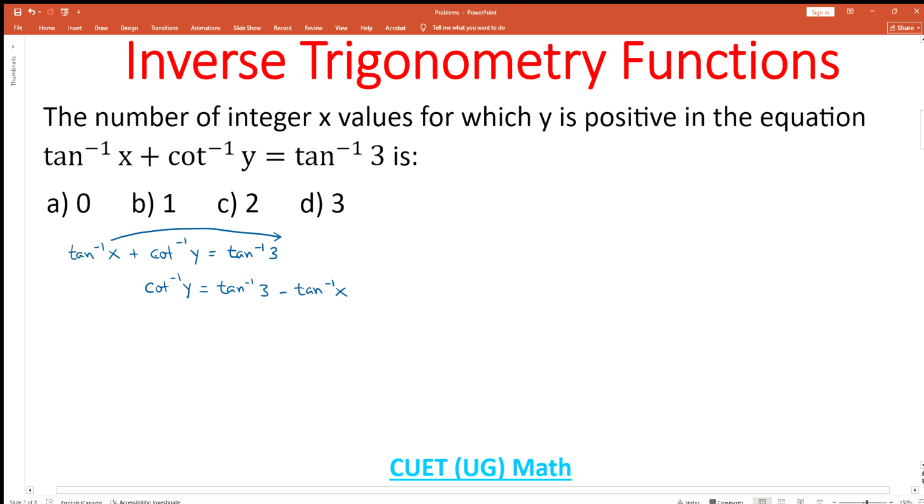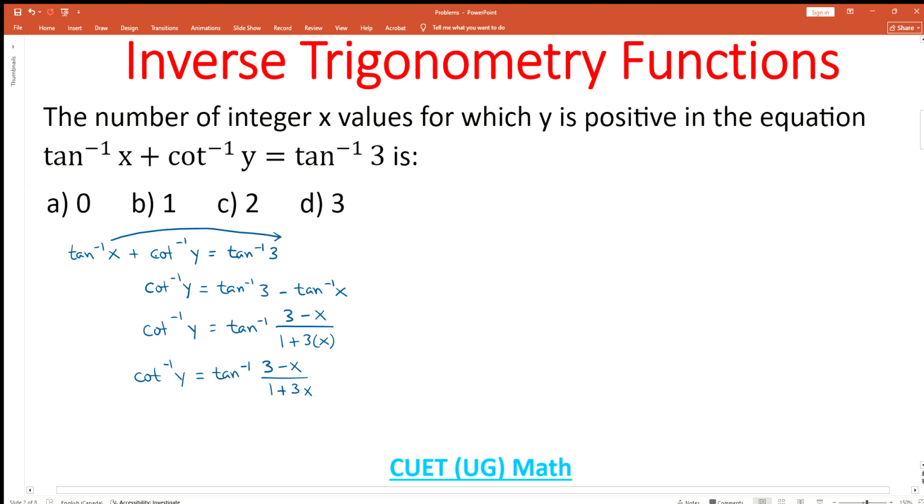Next, we can use the tan inverse identity for subtraction of two tan inverse terms. We can combine the two tan inverse terms into a single tan inverse term. As per the identity, I get tan inverse (3 minus x) over (1 plus 3 times x). We can simplify the term on the right side. Three times x is equal to 3x.